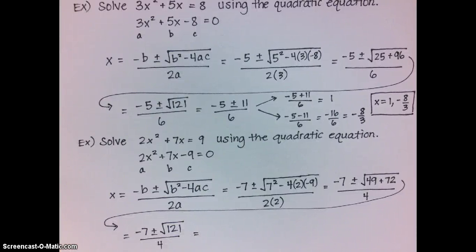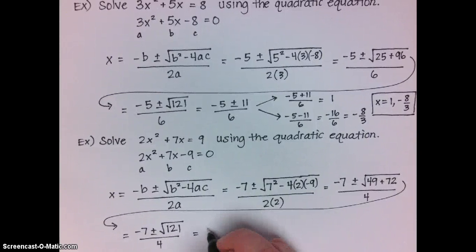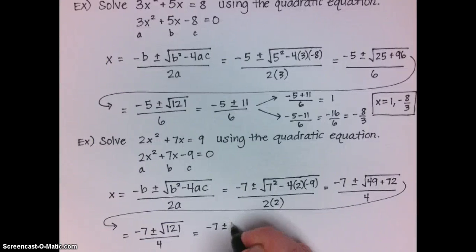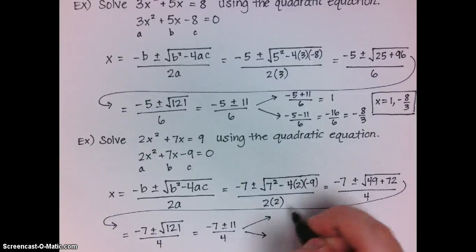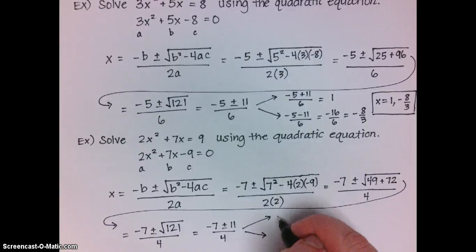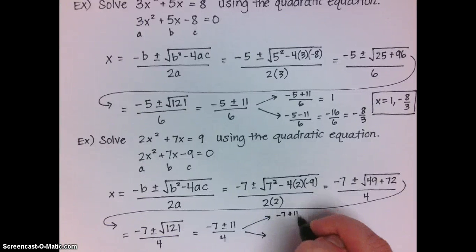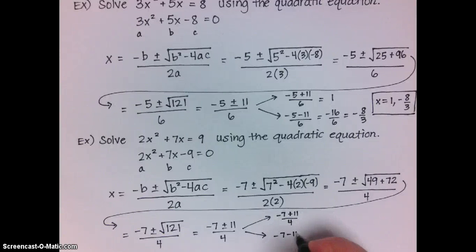Many of you guys like to skip steps, and as you can see, I'm not skipping any steps with this, because I don't want to do all this work and make one mistake by trying to just do it mentally. Okay, organize your work. Let's rewrite this. Negative 7 plus or minus 11 divided by 4. Okay, now I can separate it into the plus and the minus version. So negative 7 plus 11 divided by 4, and also negative 7 minus 11 divided by 4.